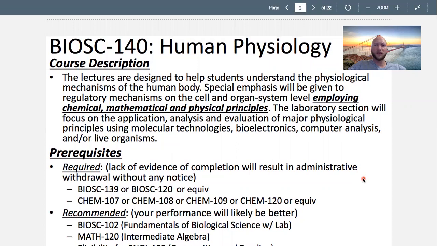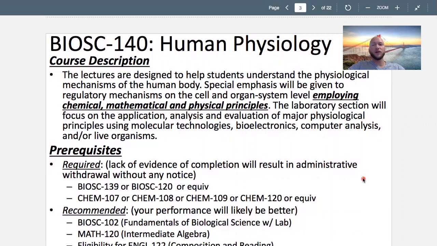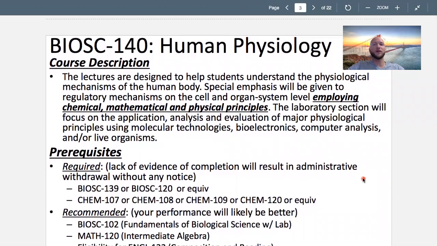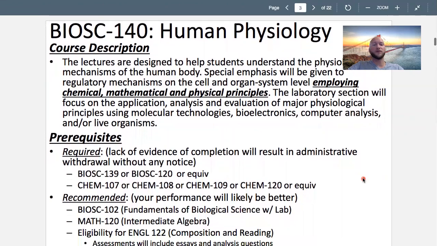I get into a lot of this in the first lecture, not lab lecture. And physiology is the study of the function of the human body. We're going to spend 16, 17 weeks studying how the human body functions. And we're going to use many different chemical, mathematical, physical principles to study it, and lots of different technology.